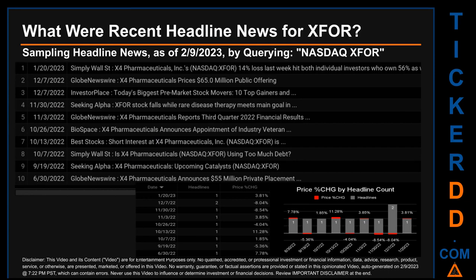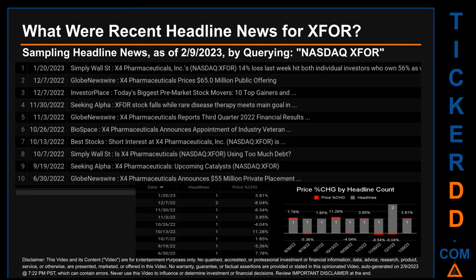What were recent headline news for XFOR? Today, Thursday the 9th of February 2023, I sampled one of our news aggregators for latest headlines for this ticker. I did so by searching specifically by a keyword that may appear, broadly, in the title or the body, of discoverable news articles. The keyword that I used was a combination of the exchange and the ticker symbol, NASDAQ: XFOR. The results show 10 unique headlines, published across 9 unique dates. Publication dates span 204 days.